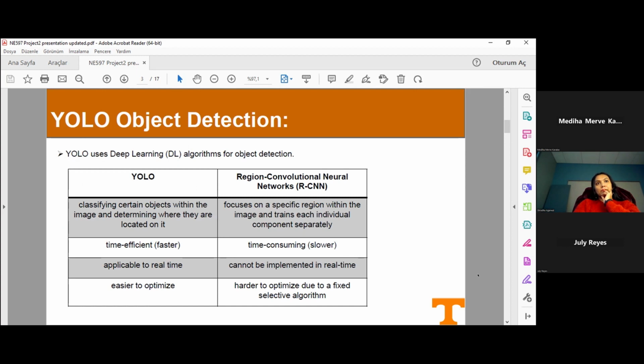YOLO classifies certain objects within the image, while RCNN focuses on a specific region. YOLO is faster, but RCNN is slower. YOLO is applicable to real-time, and RCNN cannot be implemented in real-time. I will give details in later slides. And YOLO is easier to optimize, and RCNN is harder to optimize.